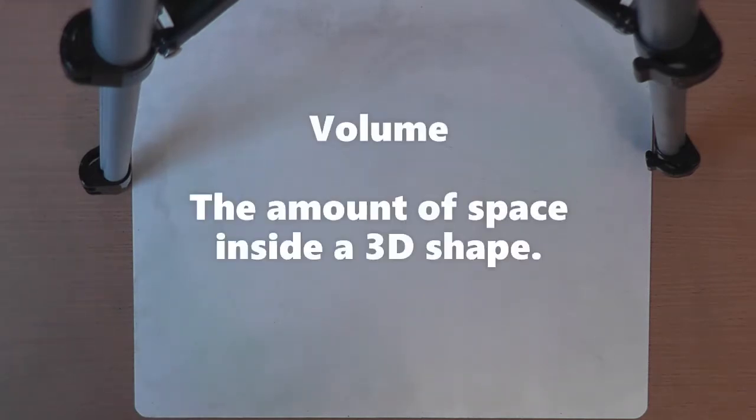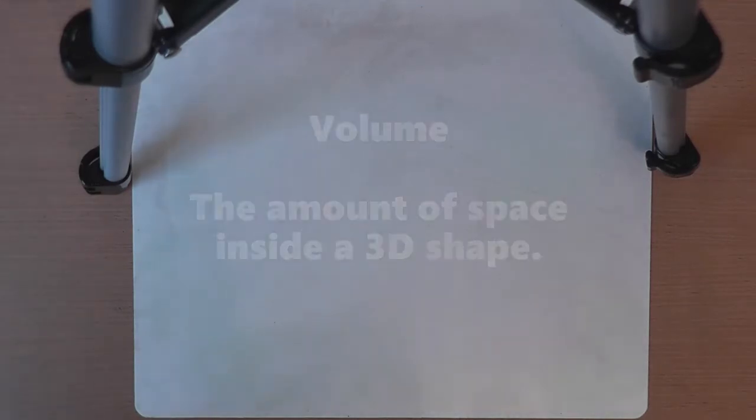Now what we need to be able to find for 3D shapes is something called the volume, which is the amount of space inside a 3D shape. So it's kind of like area, but the 3D equivalent. Now we only need to be able to find the volume of prisms made from shapes that we have to be able to find the area of. If we can find the area of it, then we can find the volume of a prism made from it.